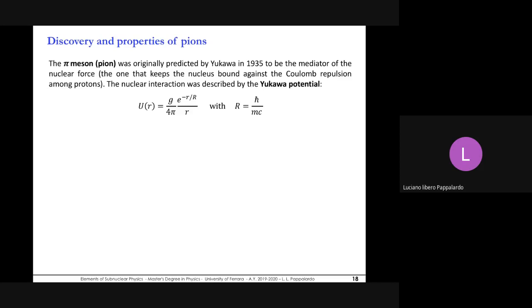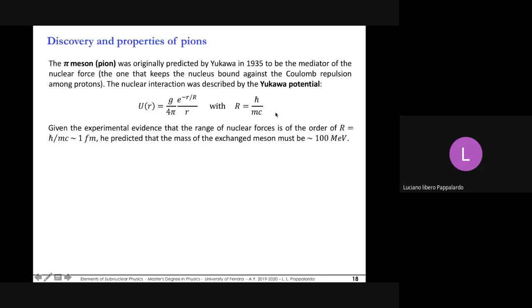So back to Yukawa. The pi meson, or pion, as we already said, was originally predicted by Yukawa in 1935 to be the mediator of the nuclear force. That is the force that keeps the nucleons bound against the Coulomb repulsion among protons. And the nuclear interaction was described by Yukawa in terms of this potential here, where R essentially is the inverse of the mass of the exchanged boson.